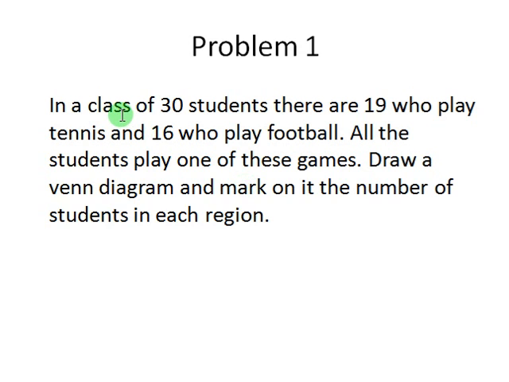Problem 1. In a class of 30 students, there are 19 who play tennis and 16 who play football. All the students play one of these games. This statement means that in the class there isn't any student who doesn't play a game. Draw a Venn diagram and mark on it the number of students in each region.